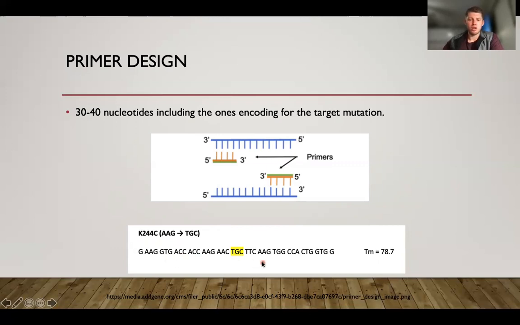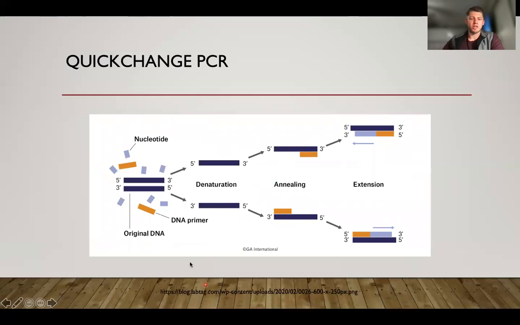These primers come in pairs because when the DNA separates, you have a forward primer and a reverse complement primer. And these primers are important in the PCR process. During the PCR process, just like any other PCR process, you have an original DNA sample, the DNA primers that contain the mutation, free nucleotides, and a DNA polymerase enzyme that's not pictured here.